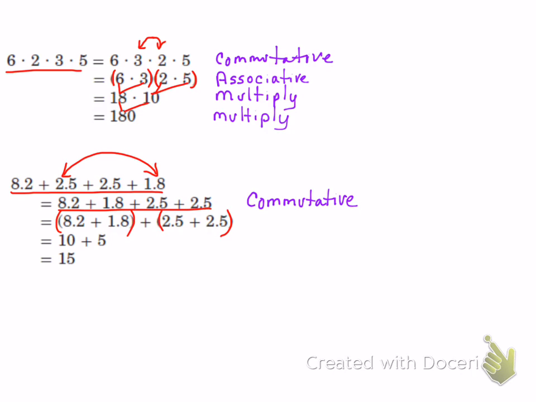On the next step you'll notice we added parentheses again, and just like before, that was the associative property. So multiplication and addition are both associative. And the purpose again of doing this is to help us try and get simpler calculations without a calculator. We add the 8.2 and the 1.8, we get 10. The 2.5 and 2.5, we get 5. And we're just going to call that addition. And then we add the 10 and the 5 to get 15. And once more, we're just going to call that addition.